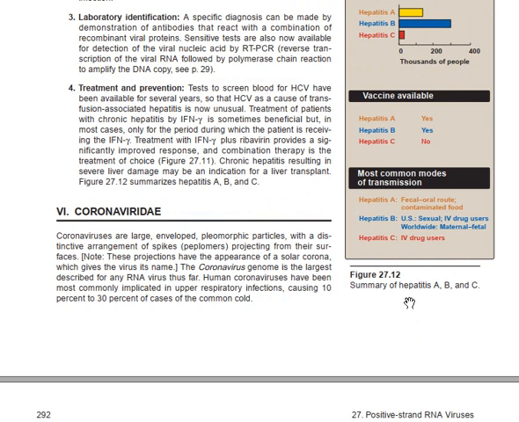Hepatitis A is fecal-oral, hepatitis B is sexual, and worldwide is also maternal to fetal, is it clear? And then hepatitis C is by IV drug use.